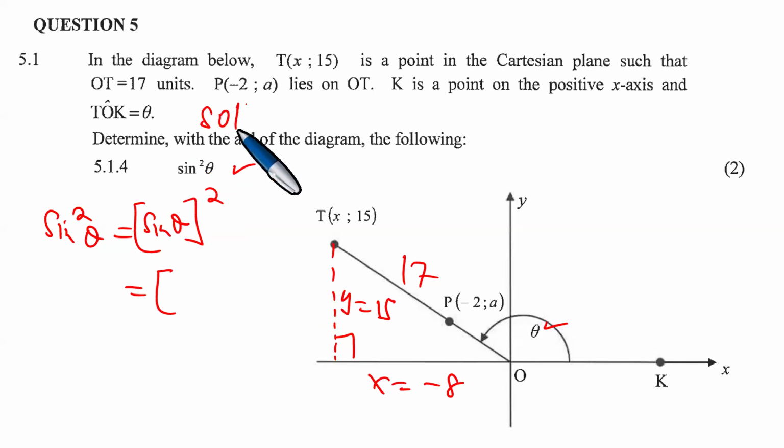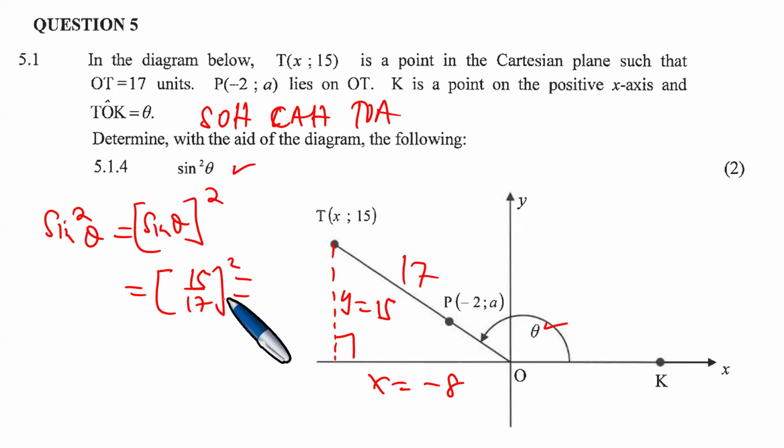In view of SOHCAHTOA, the sine is opposite over hypotenuse, which is 15 out of 17. You square this. If you square 15, you have 225, and if you square 17, you have 289. And that is the answer. Any question? In the absence of a question, we'll proceed to the next point.